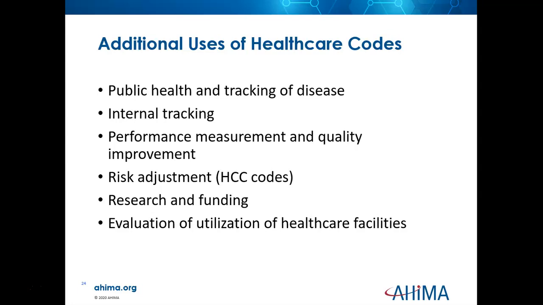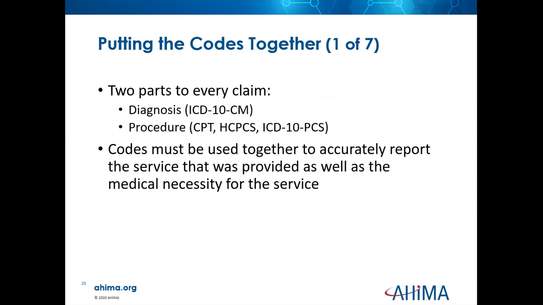We talked a little bit about this in our previous couple of chapters when we were talking about risk adjustment, those hierarchical condition category codes. Diagnosis codes are used for that. Also for performance measurement, quality improvements, research funding. Facilities can use this to see which departments are utilizing which services, which supplies, also to see how sick our population is, how sick our patients that are coming in are, and what are their outcomes.